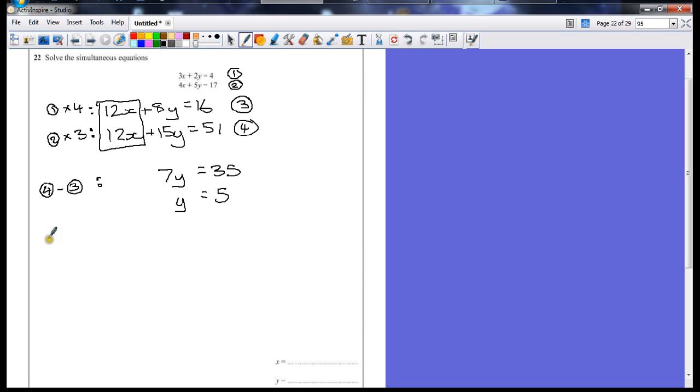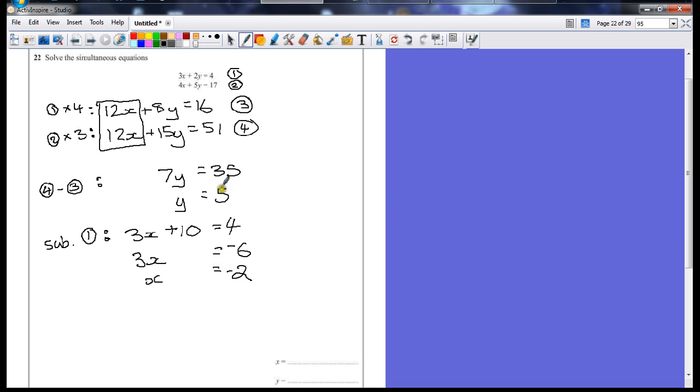Now you can pick any of these equations, and we're going to substitute y into one of them. So I might as well pick equation 1. If I substitute that in, I still have 3x. Instead of plus 2y now, I've got plus 10, because that's 2 lots of 5, and that equals 4. To solve this, I want to get rid of the 10, so the 3x stays where it is. If I take away 10 here, I have to take away 10 from this side as well, which is minus 6. And again, simple equation now: 3x is minus 6, so therefore x must equal minus 2. And there's my second solution.